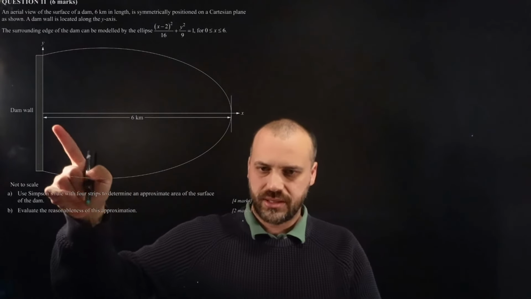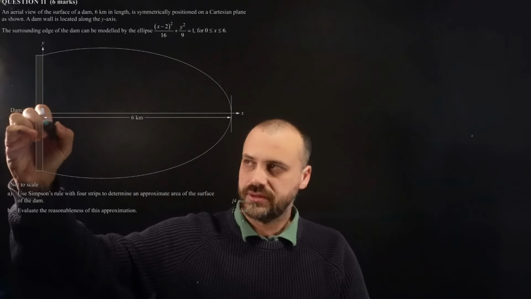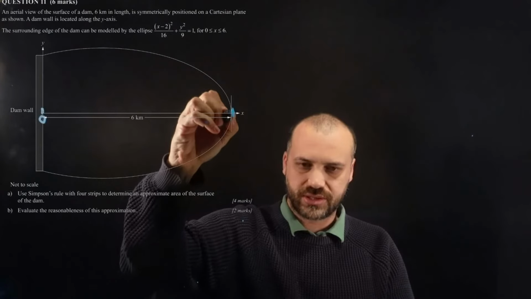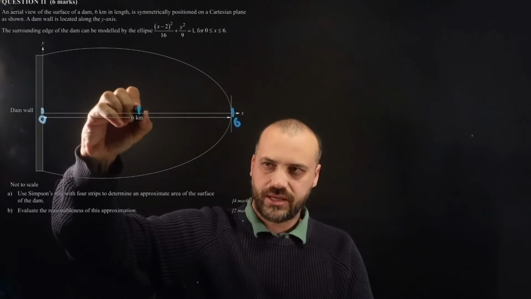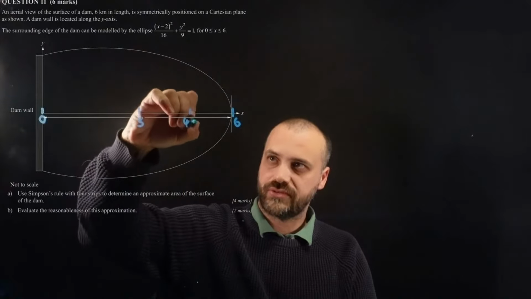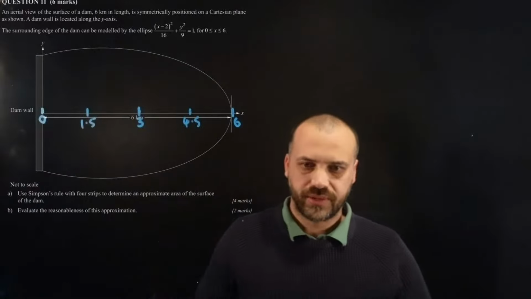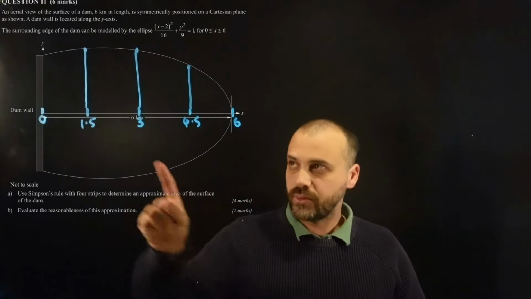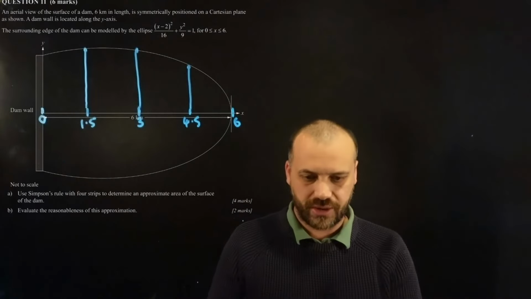So what does that mean? Well, here's 0 right here, so let's put a 0 there. All the way down here, we're told that it's 6 kilometers long, so that's 6. Here, halfway, is 3. Here is 4.5. And here is 1.5. They're my 4 strips. Let me draw in my 4 strips. We're going to use these 4 strips and Simpson's rule to come up with the area, or at least an approximation of it.